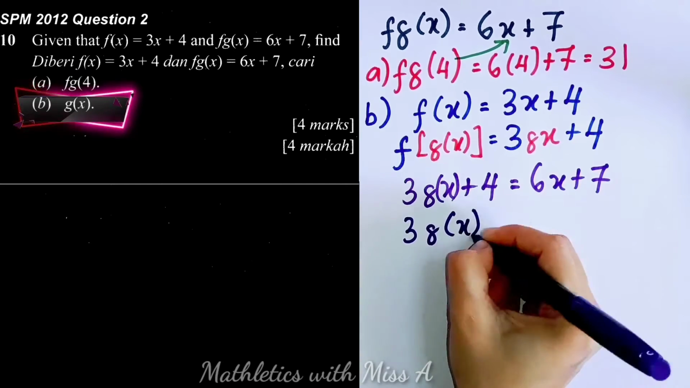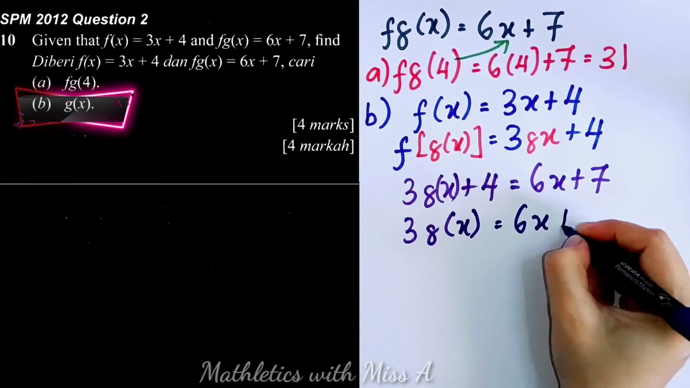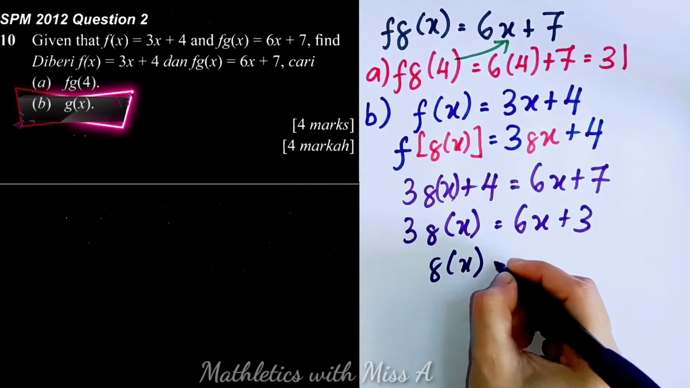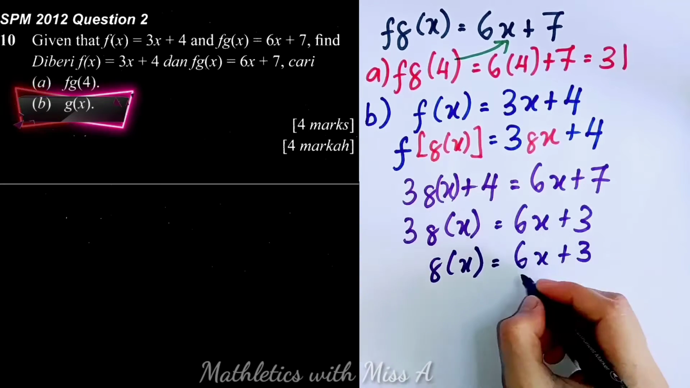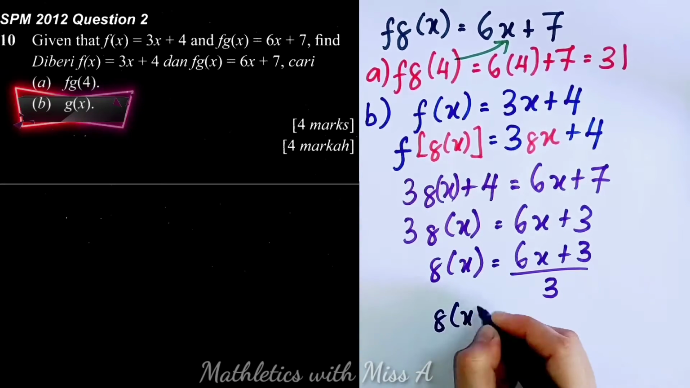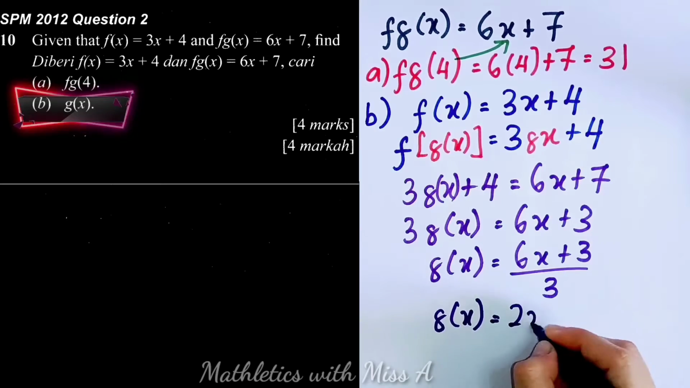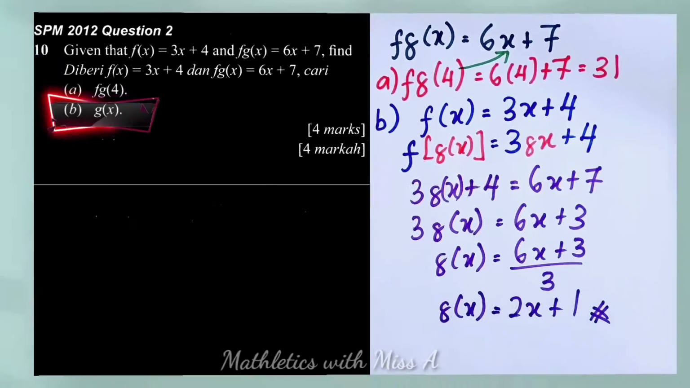So 3g(x) equals to 6x plus 3. So g(x) equals to 6x plus 3 over 3. Then factorize. So g(x) equals to 2x plus 1.